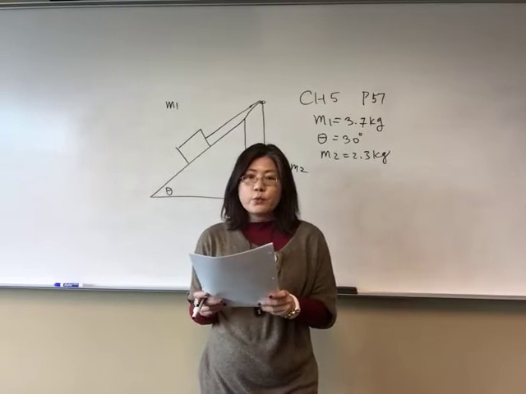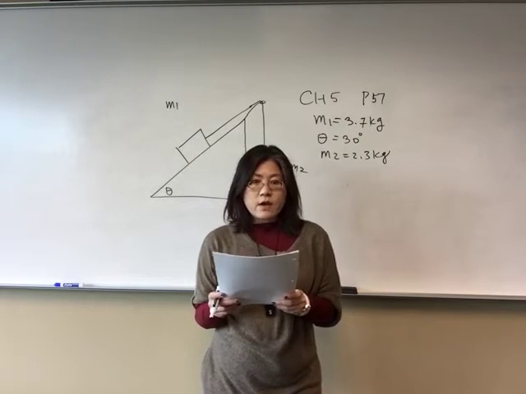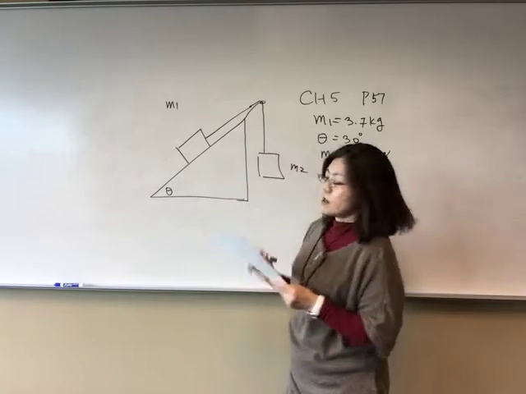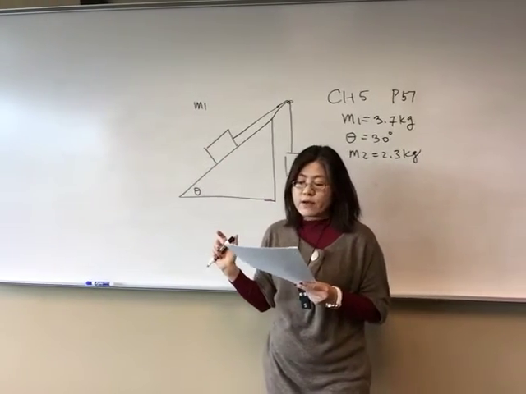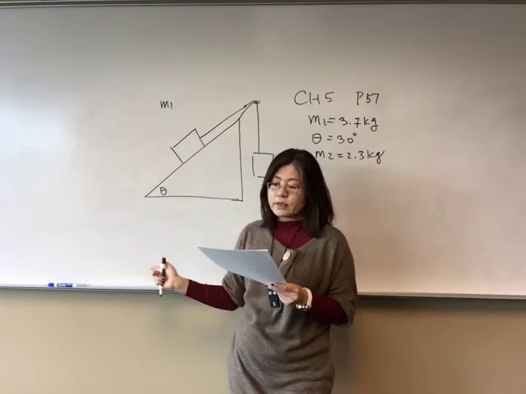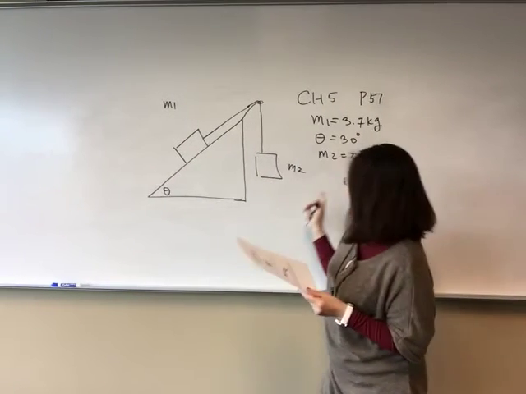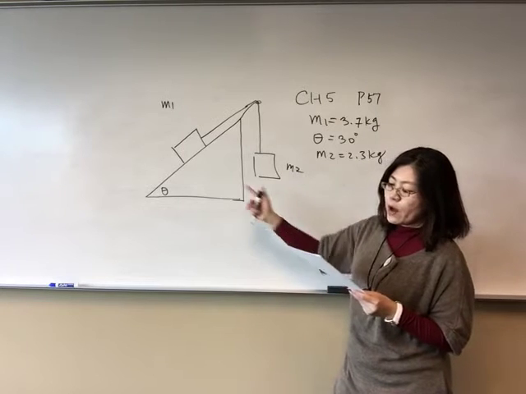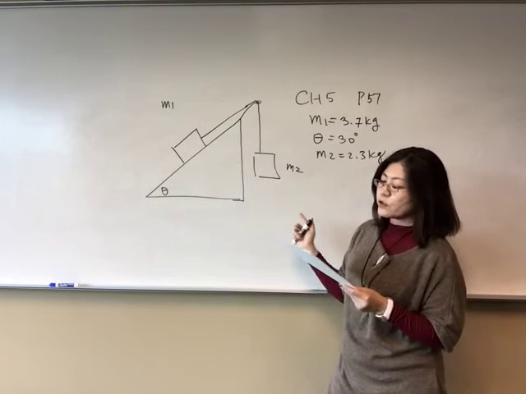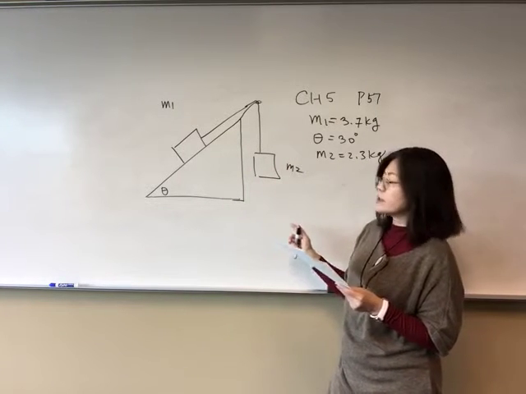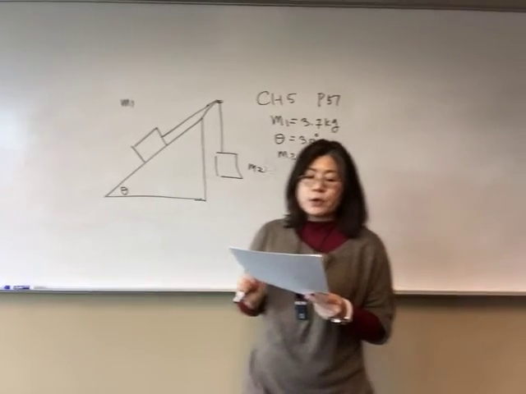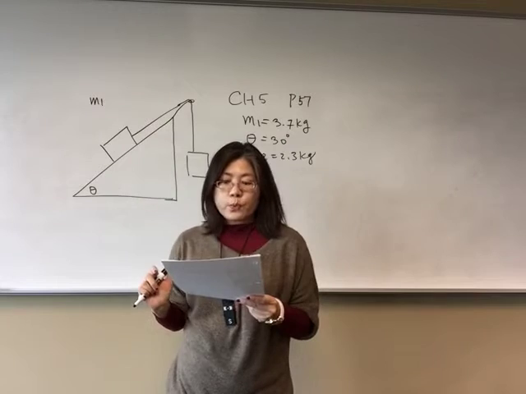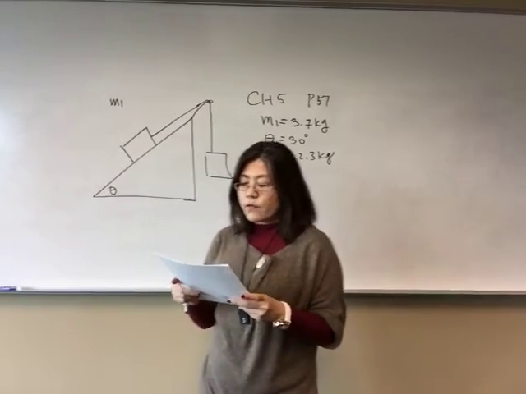Alright, so we're going to do problem 57. This is a diagram. A block of mass M1, which is 3.7 kilograms, on a frictionless plane incline at angle 30 degrees, is connected by a cord over a massless frictionless pulley to a second block of mass M2, which is 2.3 kilograms.